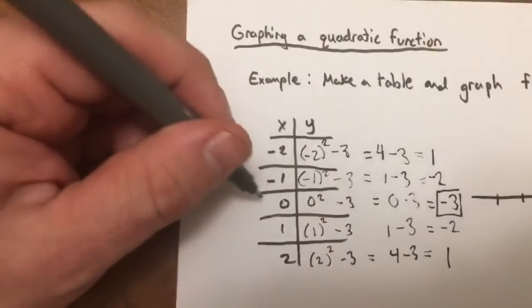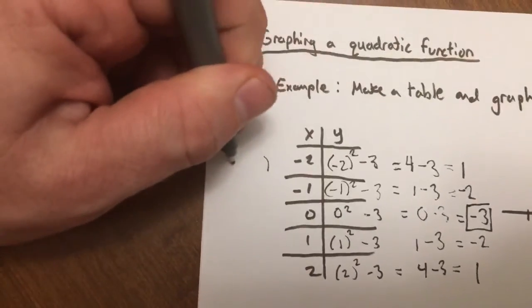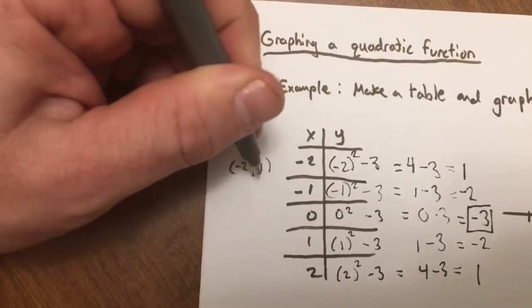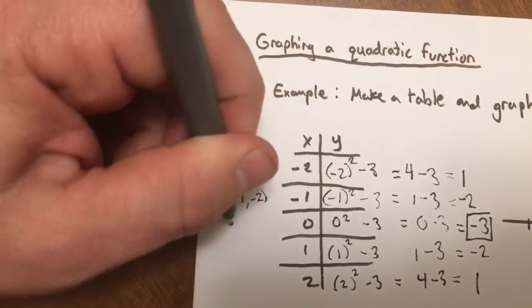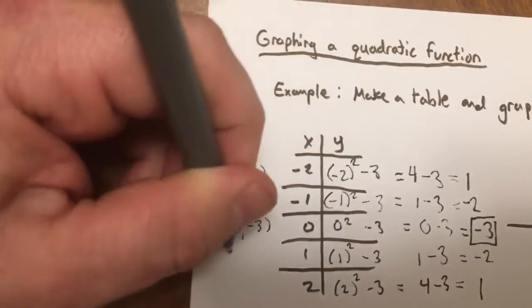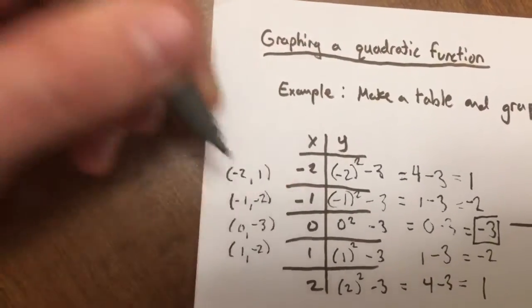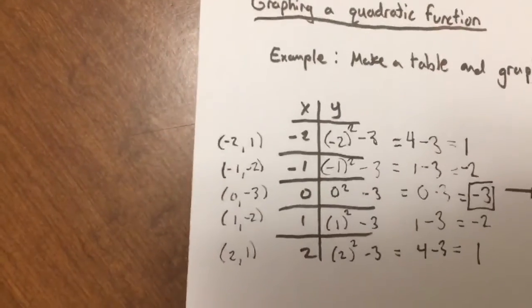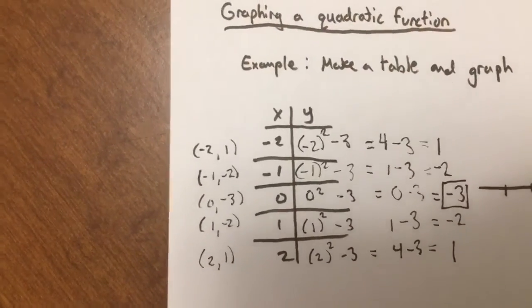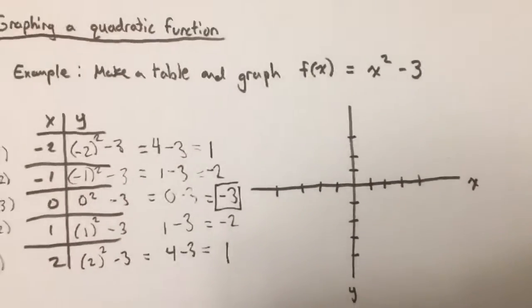So if it helps you out, you can write your ordered pairs off to the side over here. So negative 2, 1. Then we've got negative 1, negative 2. Then we've got 0, negative 3, and we've got 1, negative 2, and then we've got 2, 1. So you can use those points as a reference to help you out with lining everything up. So let's do that over here off to the side.